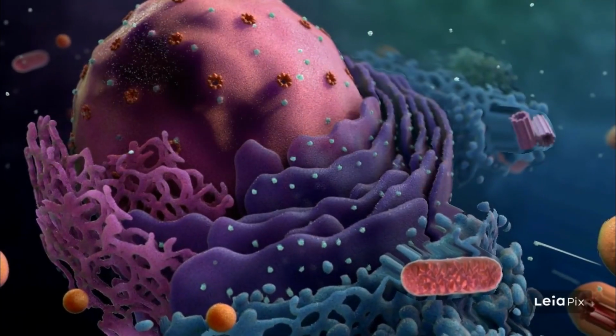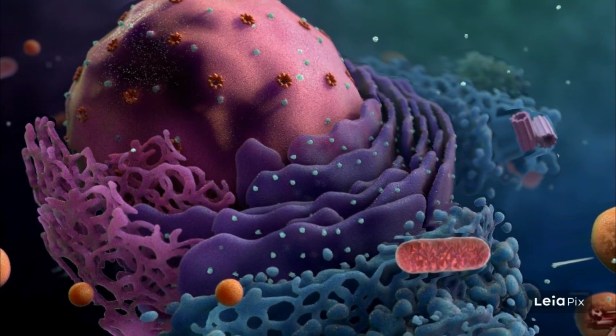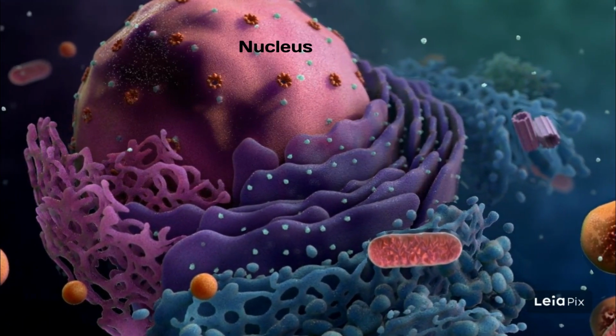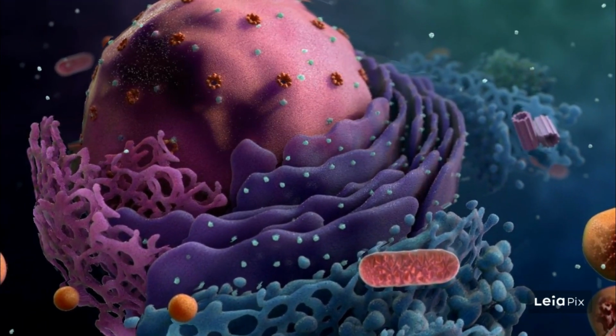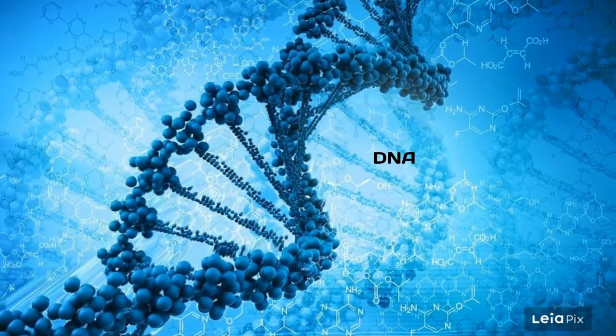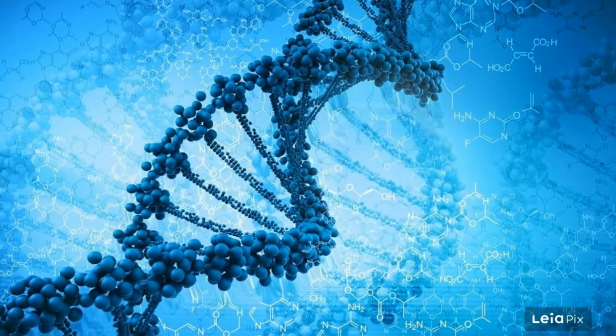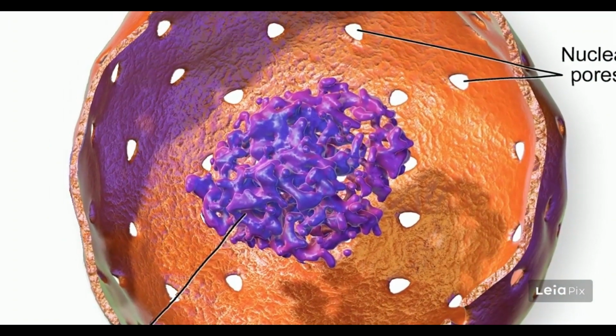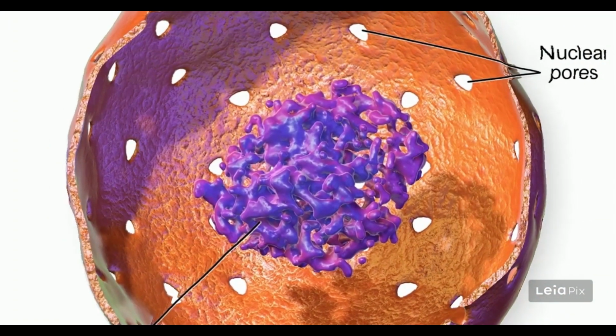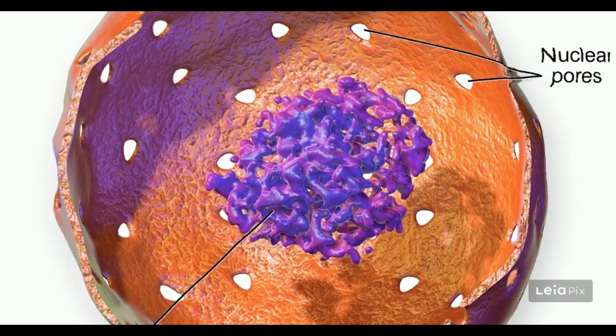Within the cytoplasm, one of the most important organelles found there is the nucleus, which is like the brain of the cell. The nucleus stores the cell's DNA, which is the code that tells the cell what to do and how to grow. It is surrounded by a double layer of membrane with holes that allow things to pass in and out of the nucleus called nuclear pores.